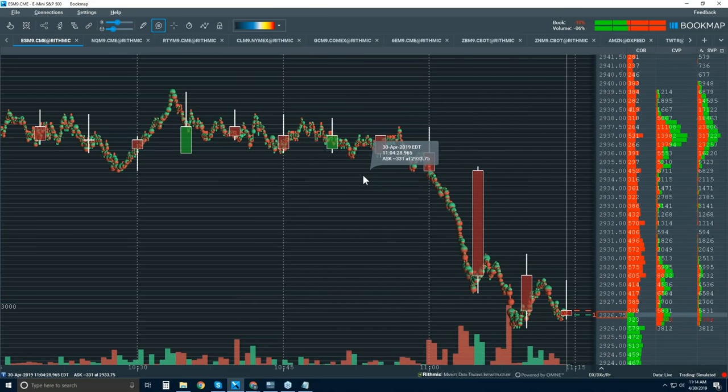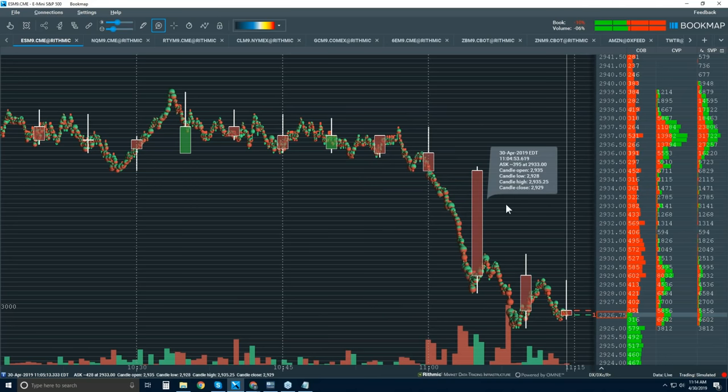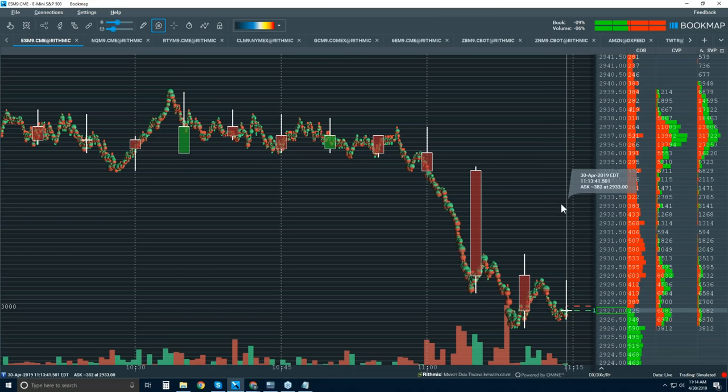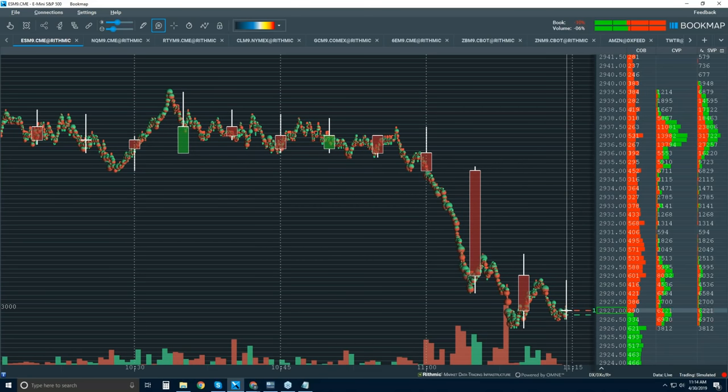Is this like level three data? You know, there are different definitions of level three data. We're looking at complete depth of market here in Bookmap. But yeah, I guess you would call it level three data, Tucker, or Kevin.